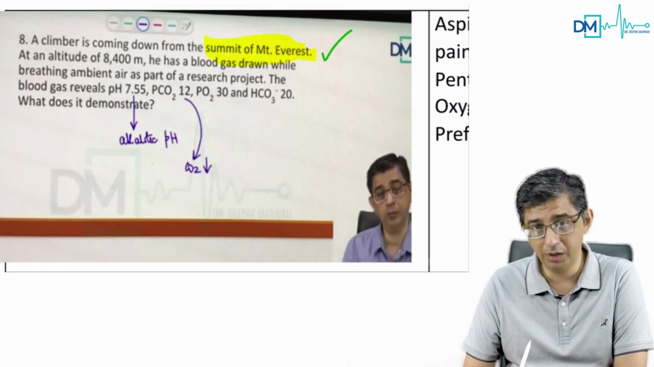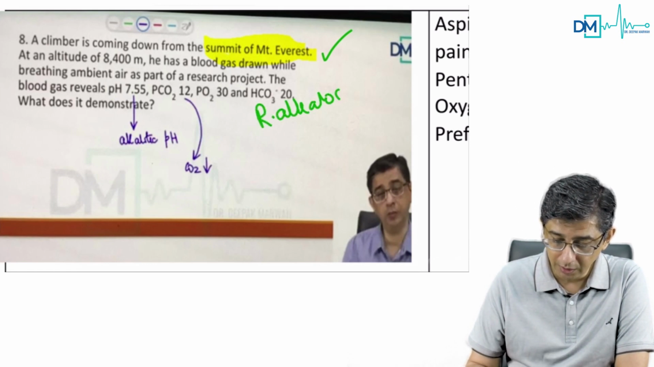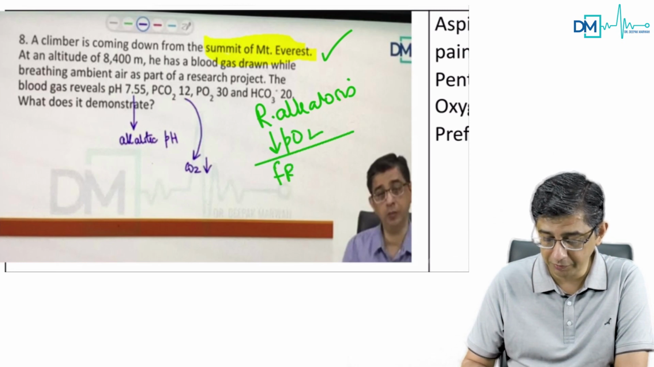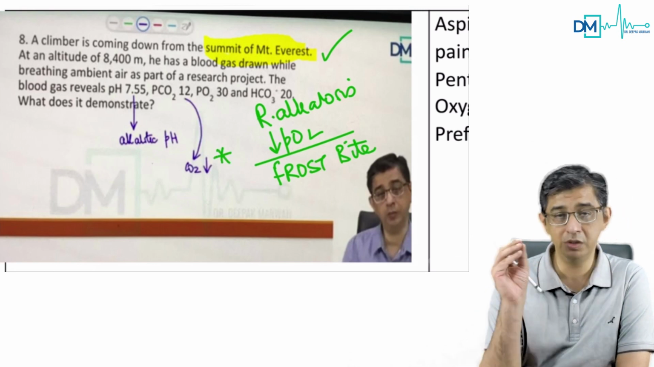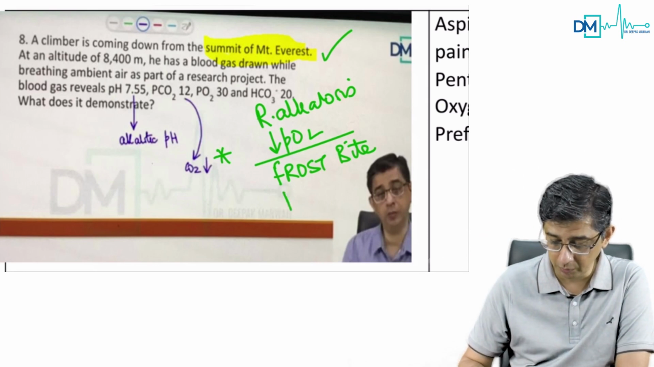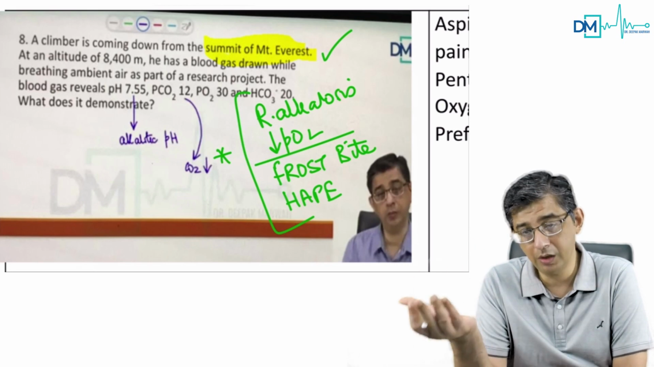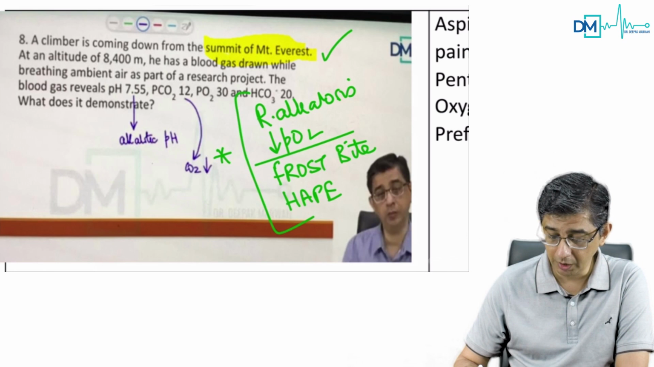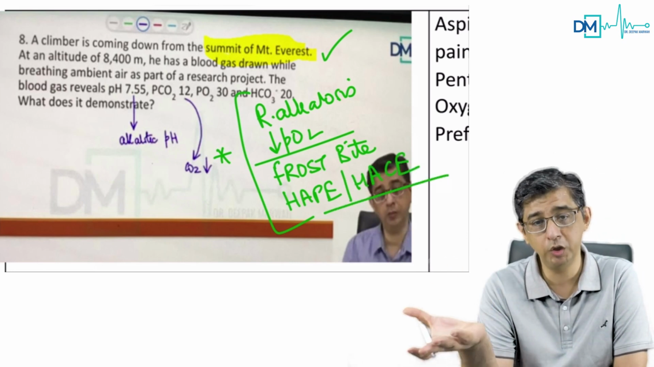So there can be two possibilities. One, the person will always have respiratory alkalosis and hypoxia, and because of the cold there would be frostbite. The moment you read a question about a soldier posted on the Siachen glacier or the summit of Mount Everest, what are you thinking about? You are thinking about four things. That is the thought process I want you to always have: respiratory alkalosis, hypoxia, frostbite, high altitude pulmonary edema, and high altitude cerebral edema. Those are the complications seen at high altitude.